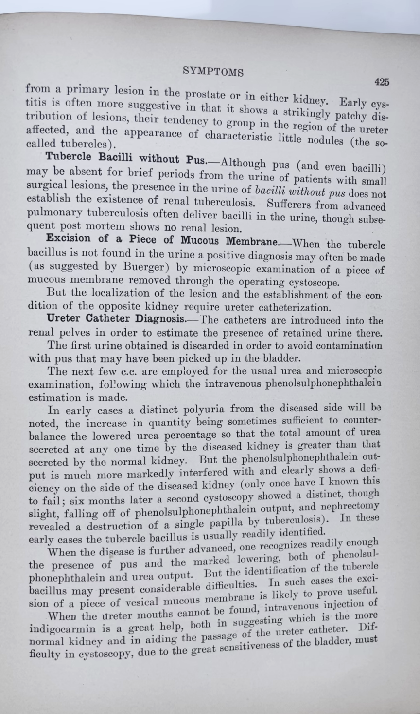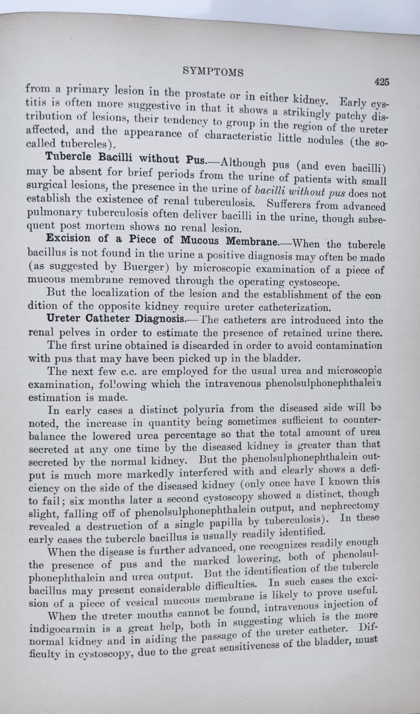But the phenylsulfonephthalein output is much more markedly interfered with and clearly shows a deficiency on the side of the diseased kidney. Only once have I known this to fail. Six months later, a second cystoscopy showed a distinct, though slight, falling off of phenylsulfonephthalein output, and nephrectomy revealed a destruction of a single papilla by tuberculosis. In these early cases, the tubercle bacillus is usually readily identified.